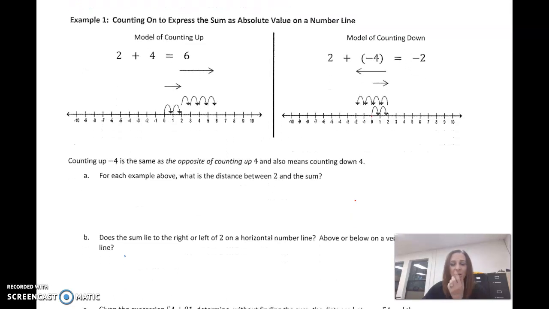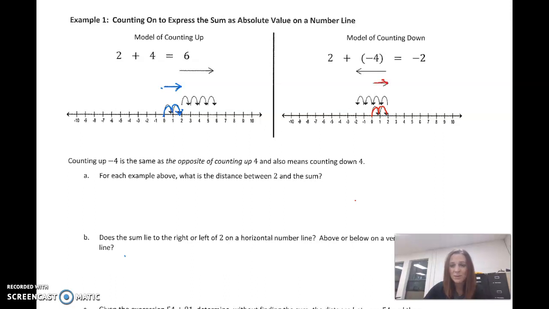Okay, we're going to talk about counting on a number line and what it means. So we have the model of counting up and the model of counting down. Notice both of these start with 2, and so we start by counting up 2, or using a vector. We have both methods here. The vector is the one we're going to be going with, starting at 0 and counting up 2.